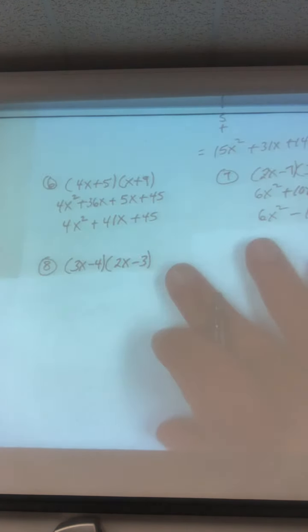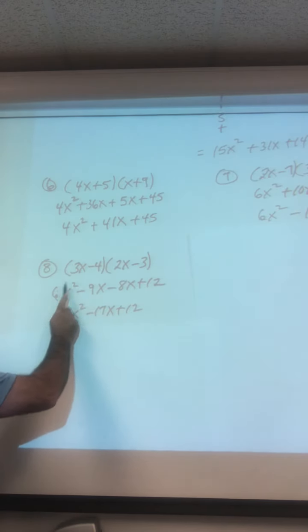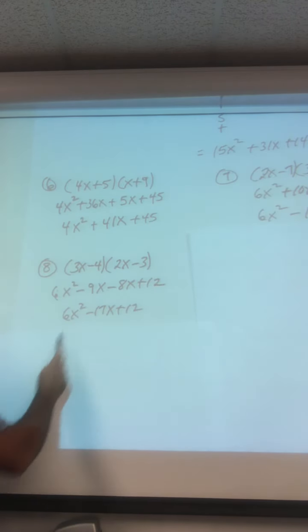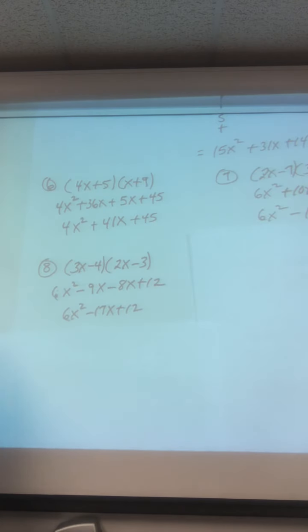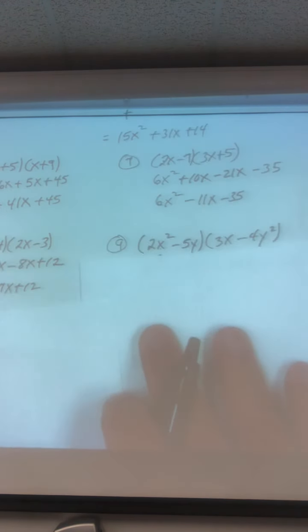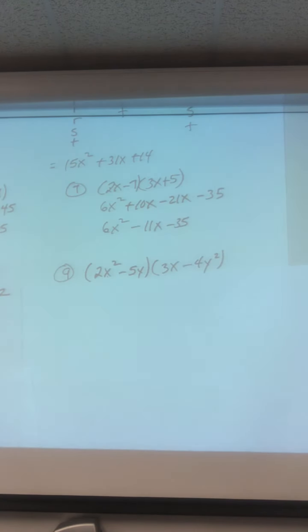All right, pause the video on this one now and work it out. Okay, let's see how you did. So we've got 6x squared minus 9x minus 8x plus 12. I can add these together to get minus 17x. All right, let's do another one. Pause the video now and work this one. All right, let's see how you did.